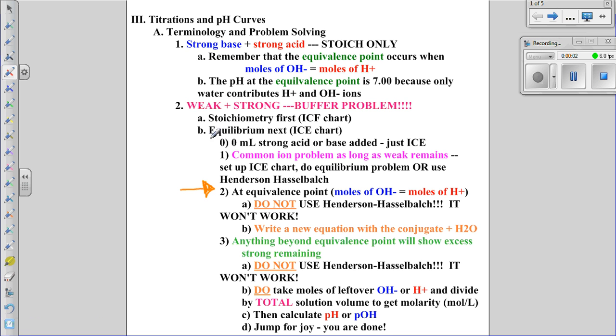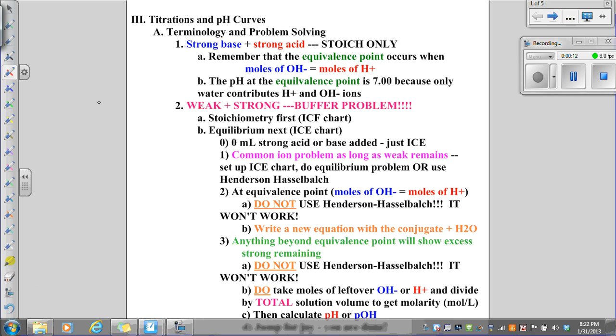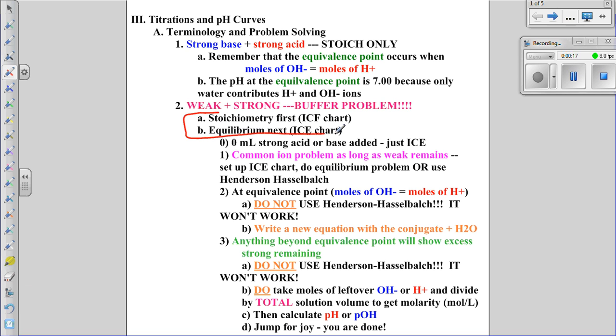This video is a continuation of the weak base strong acid video, and we are going from the equivalence point on. So the first thing we have to remember is that we are going to do stoichiometry first and then equilibrium second. And this is where we're starting at the equivalence point.